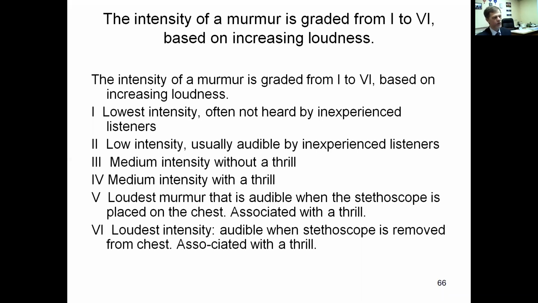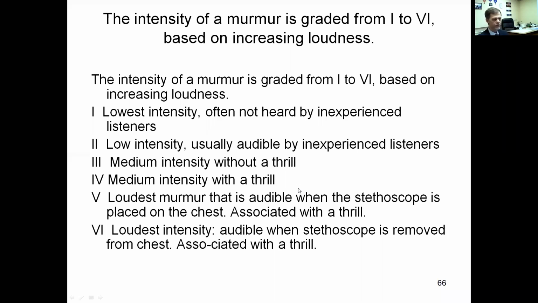Intensity of murmur. How loud is the murmur? To tell the truth, we rarely use such a classification, but nevertheless you should know that there are 6 grades of murmur. First grade, low intensity, not heard by an inexperienced listener. So if I ask you to find such a murmur, you will hear nothing because you are an inexperienced listener. Grade 2, low intensity, audible by an experienced listener. Grade 3, medium intensity without thrill. Grade 4, medium intensity with thrill.